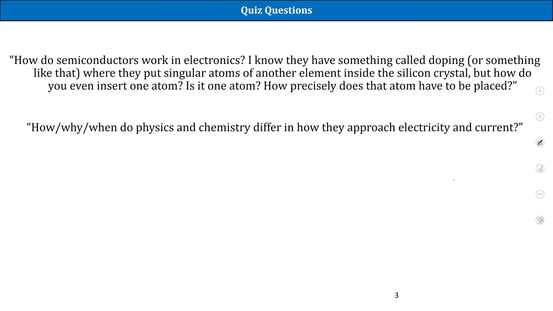And then last but not least, somebody asked about when do physics and chemistry differ in how they approach electricity and current?